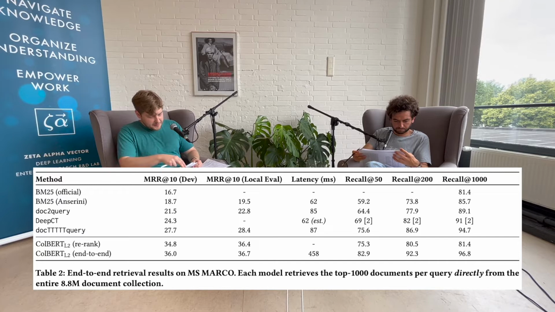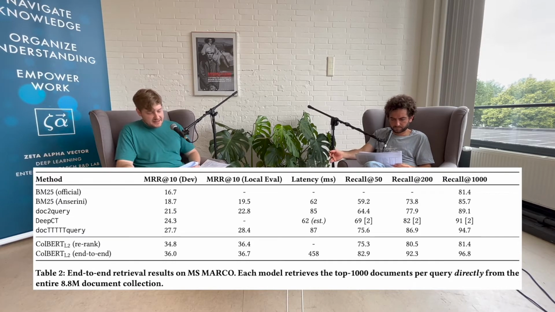Okay, so I think we've covered the methodology. We should jump to the most interesting or most relevant results. So which table would you want to focus on? Maybe let's look at Table 2. Yeah. So here we have re-ranking results and end-to-end retrieval results with ColBERT.